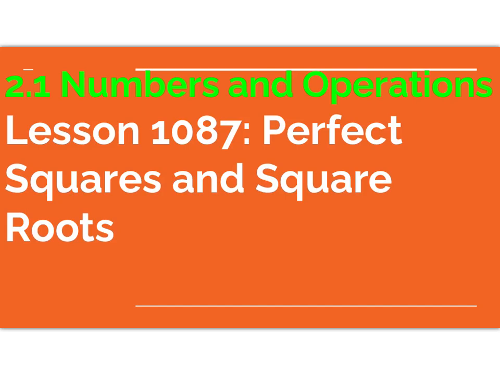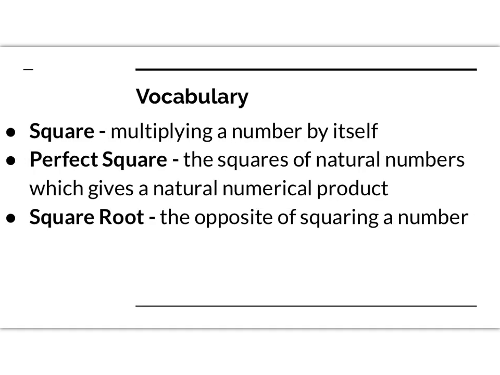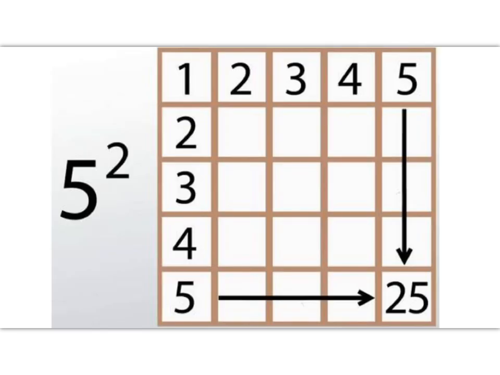Welcome to lesson 87, perfect squares and perfect square roots. That should be perfect squares and perfect square roots. So lesson 87 of numbers and operations. And you can pause the video to read through the objectives and the vocabulary.